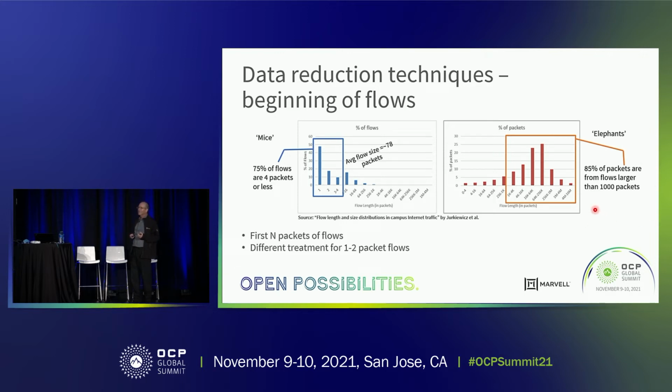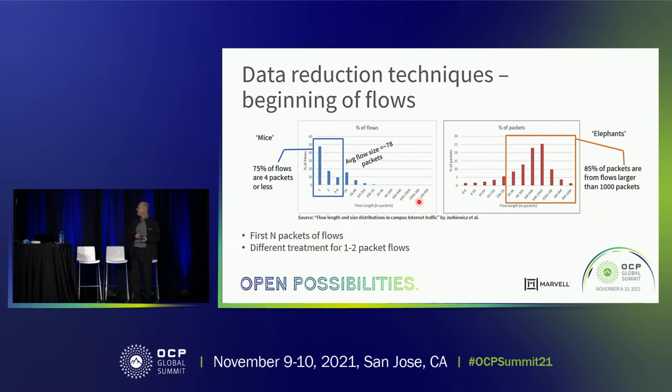If we look at the traffic patterns in campus networks, we can see that 85% of the packets are from large flows of 1,000 packets or more. This is what's usually called elephant flows. But the average flow size is about 78 packets. This is because about 75% of the flows are of very few packets, 1 to 4 packets. This is what's called mice flows.